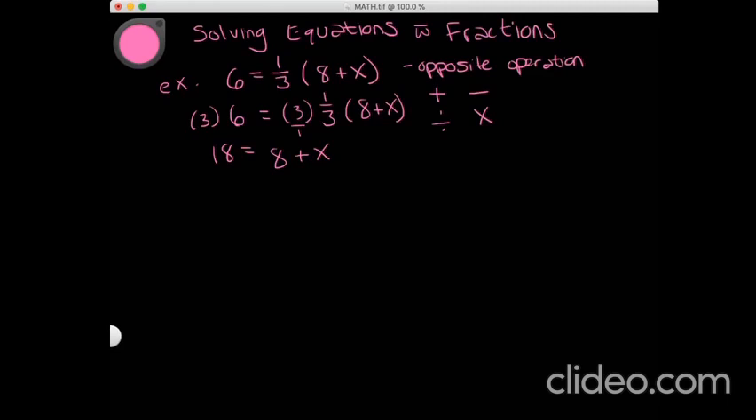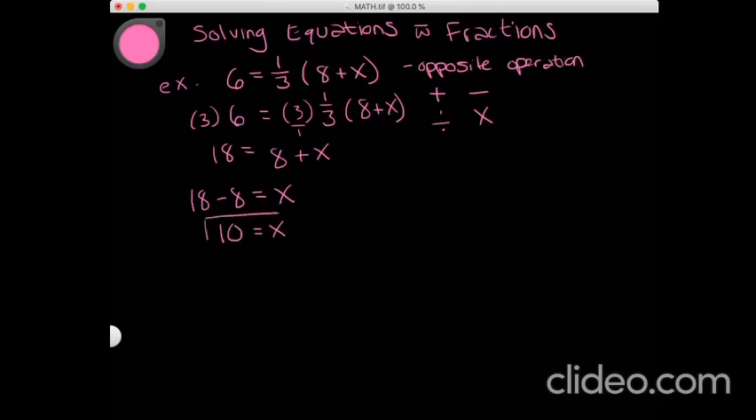So in order to solve this now, we have to get x by itself. So I'm going to take this 8 and move it to the other side. This is a positive 8, so when it moves to the other side, it becomes negative 8. So I have 18 minus 8 equals x. So 18 minus 8 is 10. So therefore, 10 equals x.